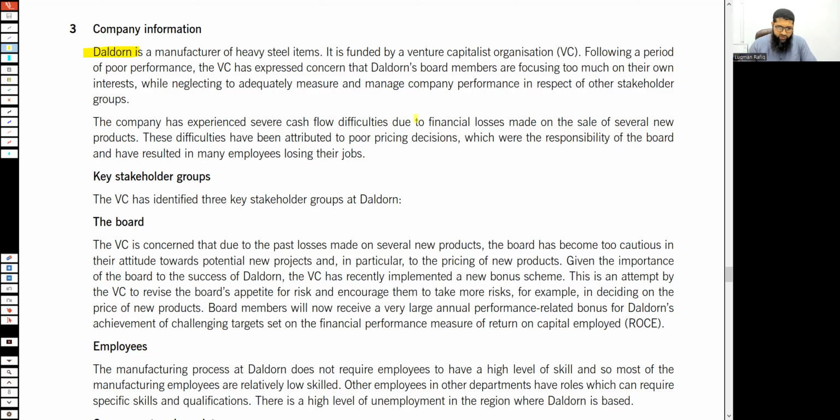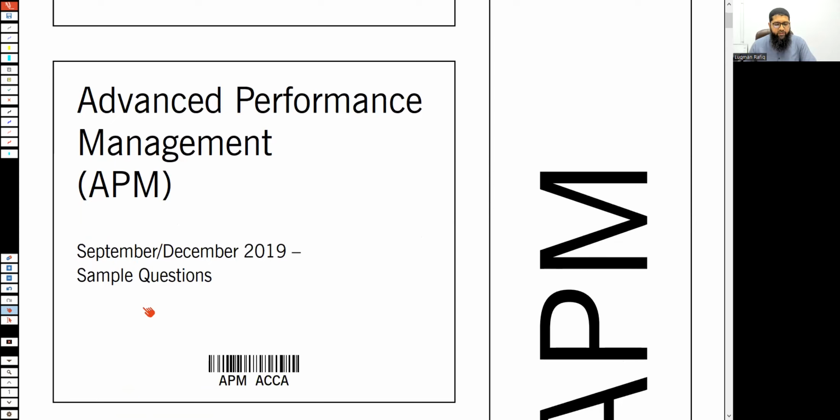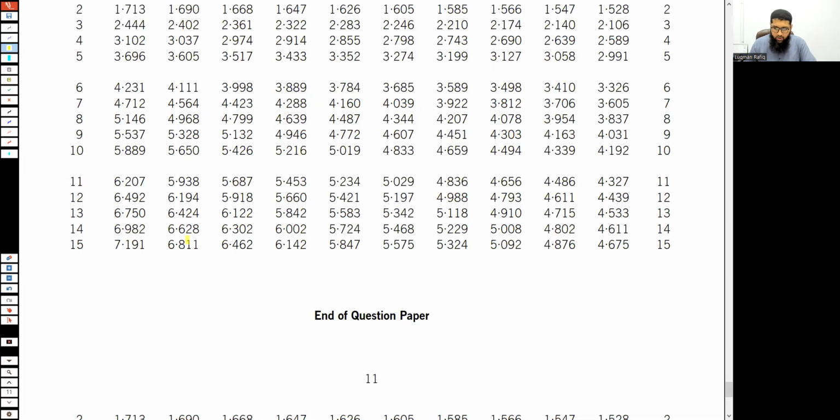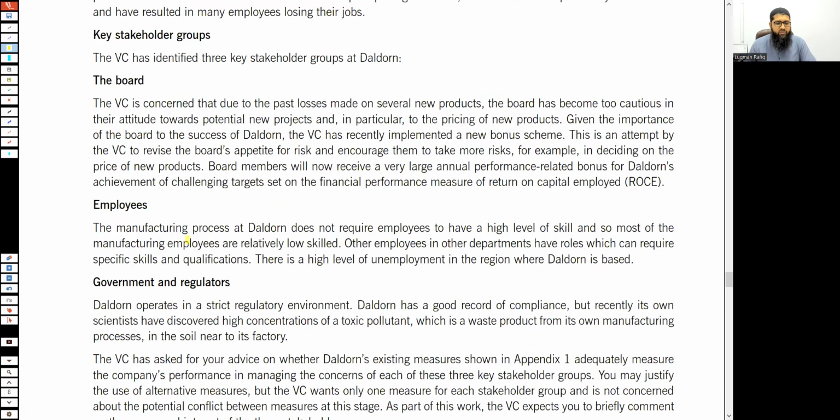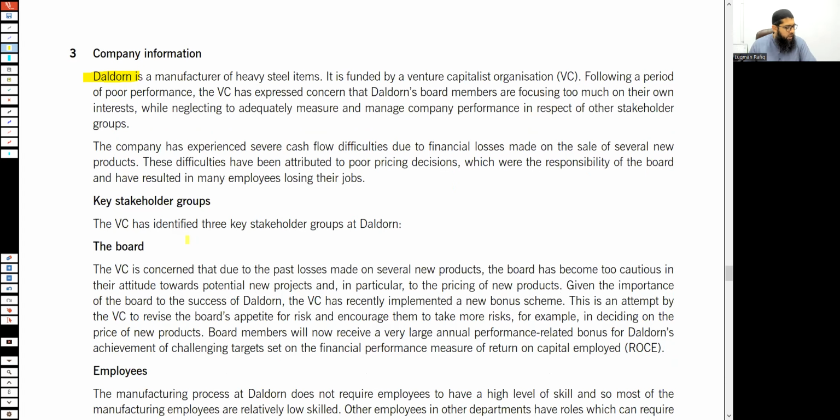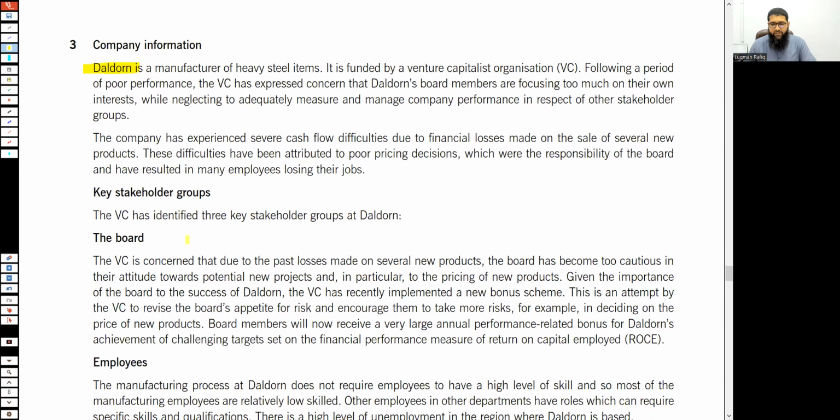This question is from the September-December 2019 exam sessions. It's from the September-December 19 sample examination. Deldon Company is question number 3. We're going to go through it and see how things are.